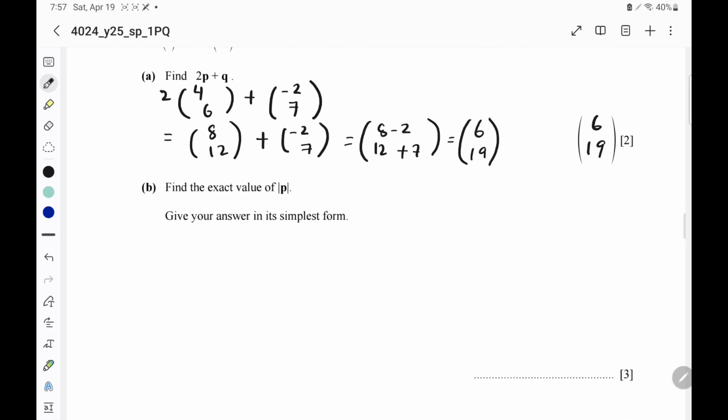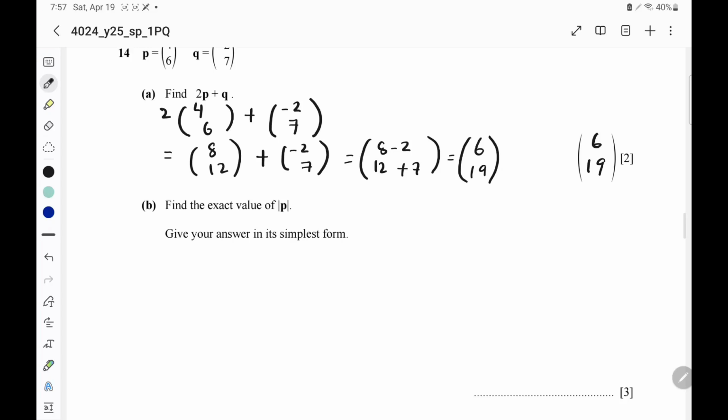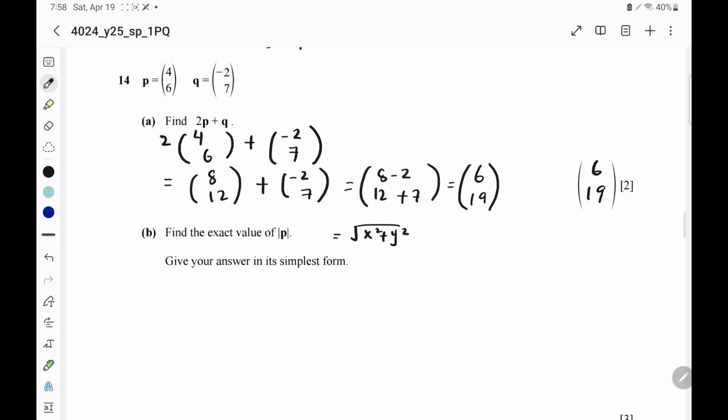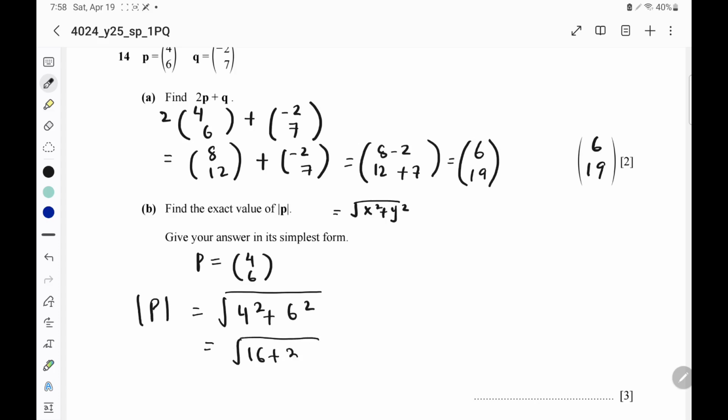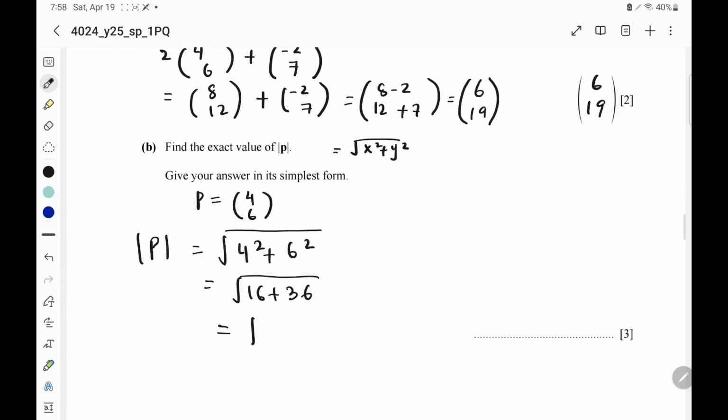Part B, question number 14. Find the exact value of the magnitude of p, which is the square root of x squared plus y squared. Give your answer in the simplest form. So first of all, check what p is. p is (4, 6). So the magnitude of p will be equal to the square root of 4 squared plus 6 squared, which is 16 plus 36, and that is the square root of 52.